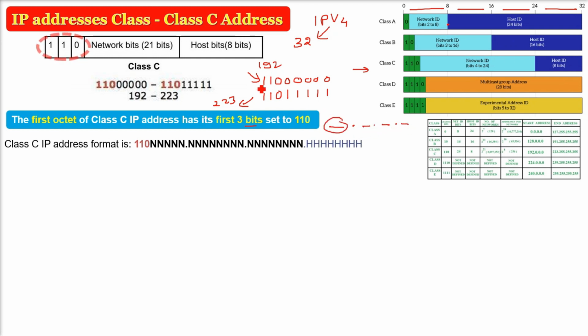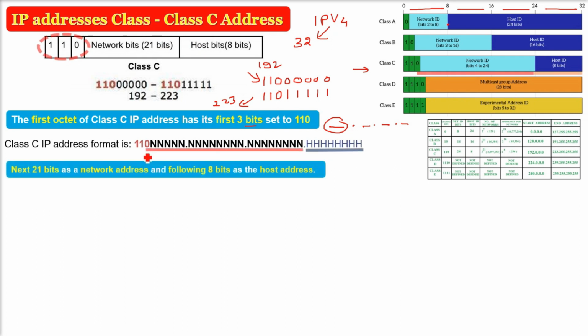If the first octet of the IP address is between 192 and 223 inclusive, then we can say this is a class C address. So this 110 is fixed. Now the upcoming 21 bits, you have to take all the 3 octets. How many bits are there? 8, 16, 24. 3 are fixed, so 24 minus 3, so 21 bits are remaining.